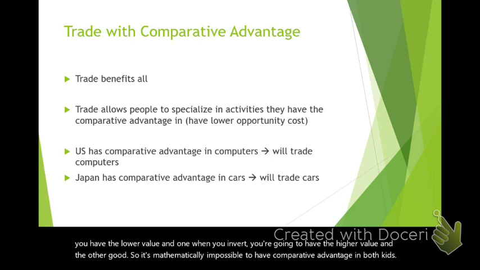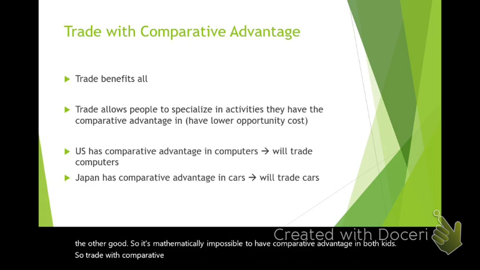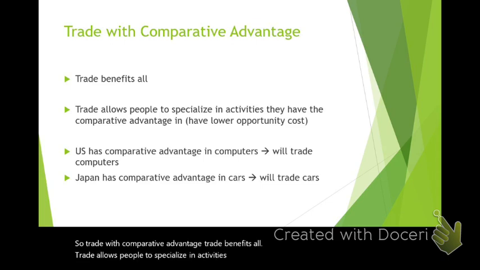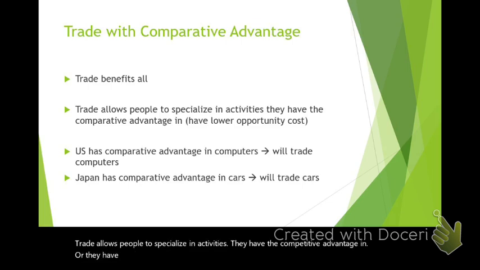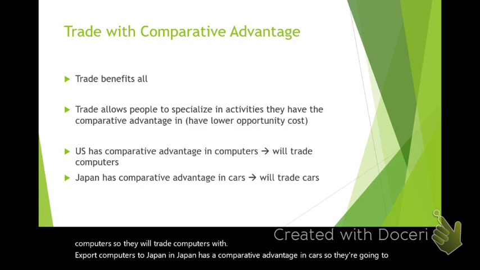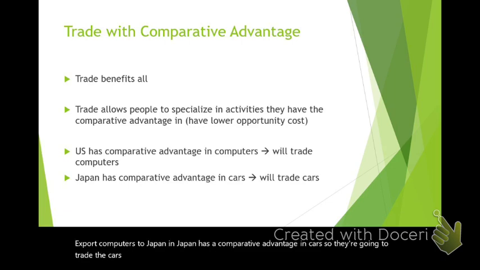So, trade with comparative advantage. Trade benefits all. Trade allows people to specialize in activities they have the comparative advantage in, or where they have the lower opportunity cost. The U.S. had the comparative advantage in computers, so they will trade computers with Japan, export computers to Japan, and Japan has comparative advantage in cars, so they're going to trade the cars, or export cars, to the U.S.